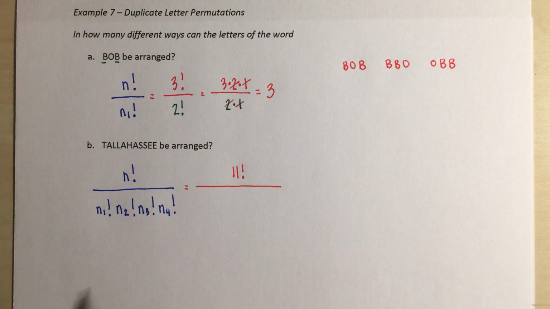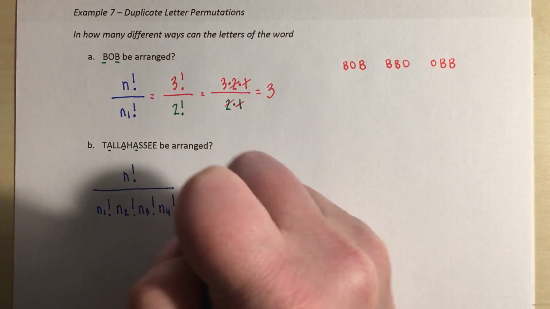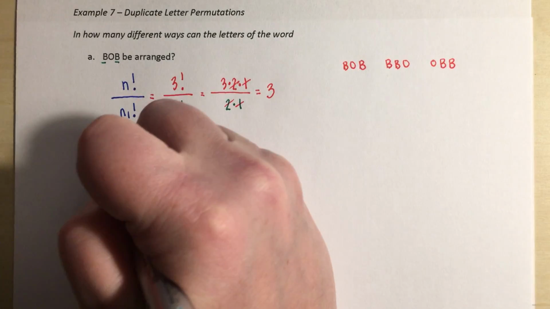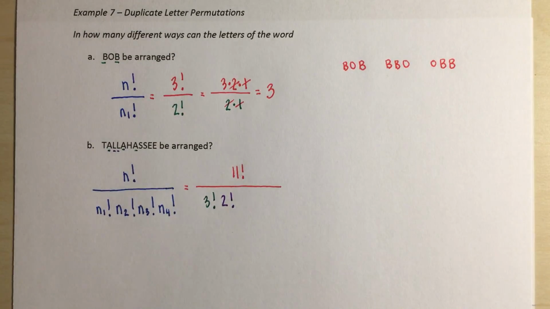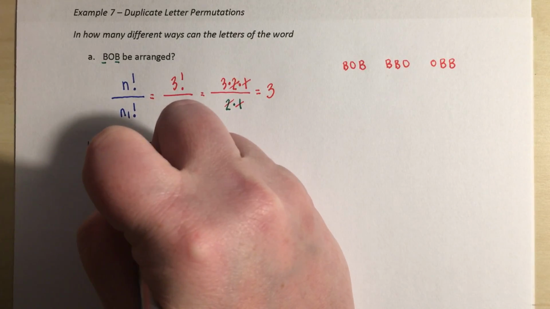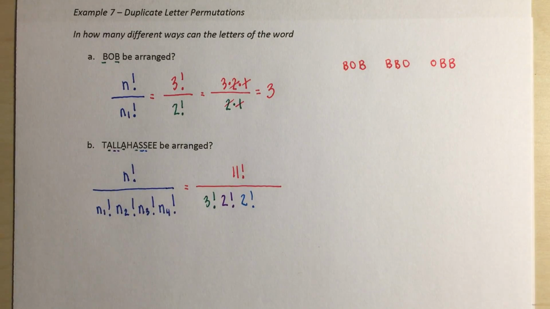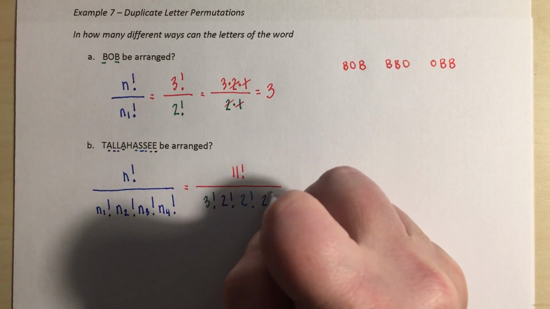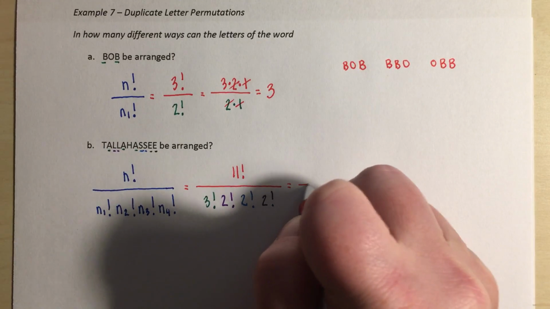Again, I'm going to use n1. That's going to be A. We have 3 A's, so we're going to have 3 factorial. We have 2 letter L's, so 2 factorial. We have 2 letter S's, so that's going to be another 2 factorial, and we have 2 letter E's, so that's going to be another 2 factorial. Again, I'm going to write this all out.